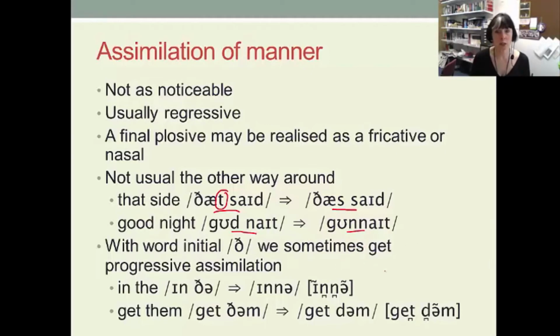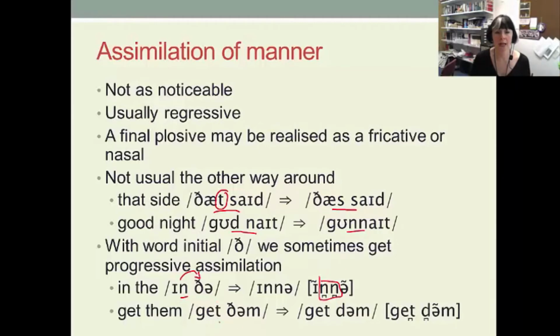With the word initial dental fricative we sometimes get progressive assimilation, and this is where the final consonant here has an effect on the next sound. So in the phrase in the, spoken very quickly, it might be produced in a. Instead of saying something like I'm going in the sea, the speaker might say I'm going in the sea. What is possible though is that these consonants are actually produced as dental consonants because of the dental place of articulation, but we wouldn't need to note that if we were doing a broad phonetic transcription.